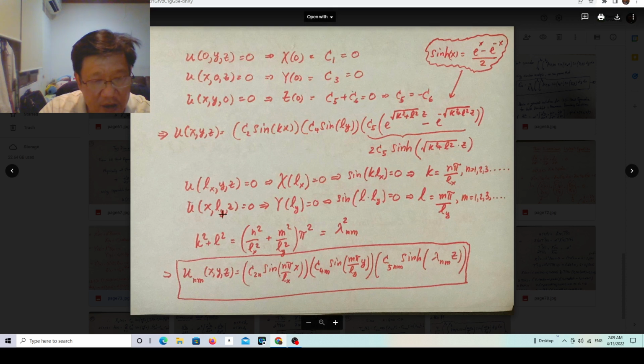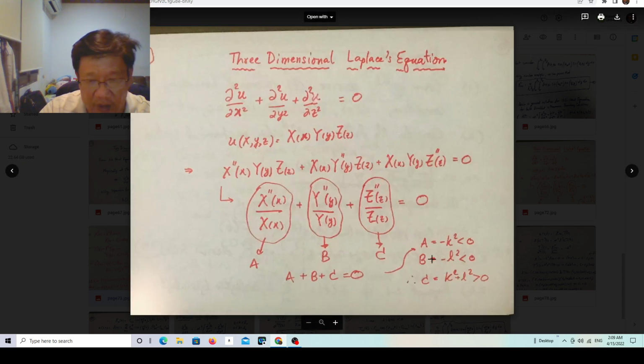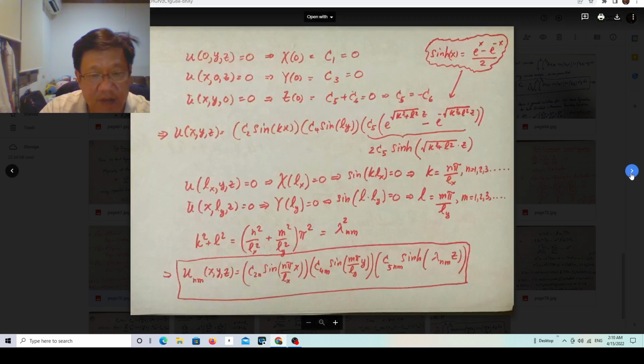And the second one is the condition of y. Therefore you get sine of L, and this is L sub y. This is a different L, the upper limit of y. This is the constant that we defined here, that the b value is equal to minus L squared.